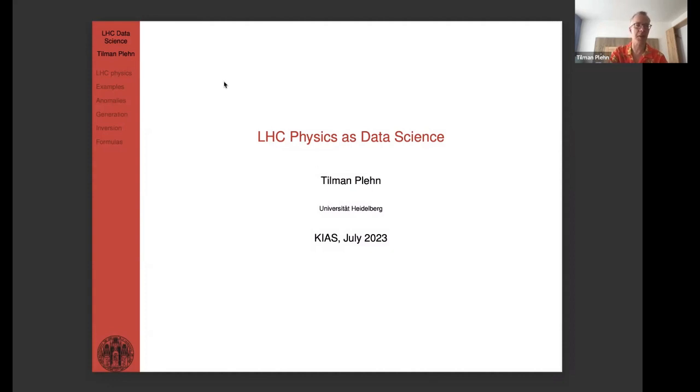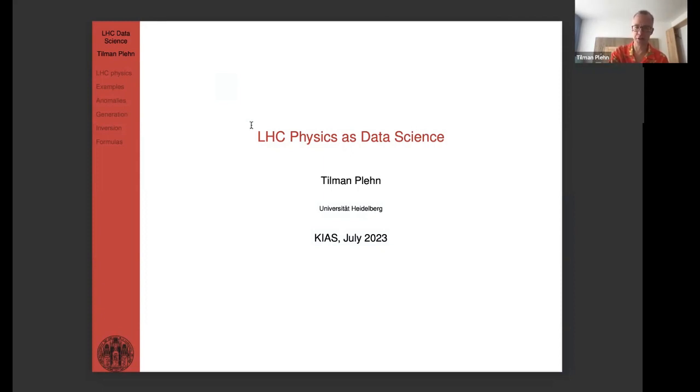So my talk is going to start with an overview of what we do in particle physics with machine learning, and as you heard, I'm a relatively late convert given my professional career. Then I'll show you three different applications: anomaly detection, event generation, and formula extraction.